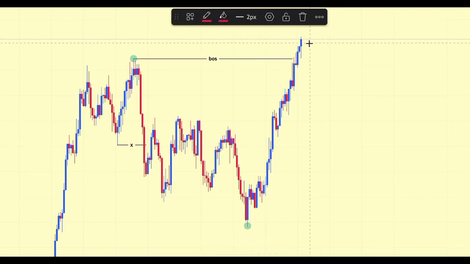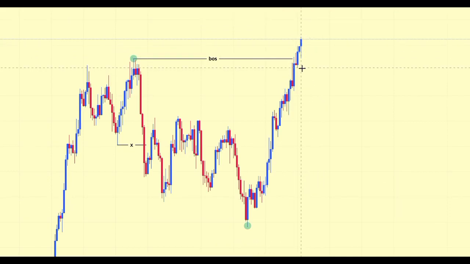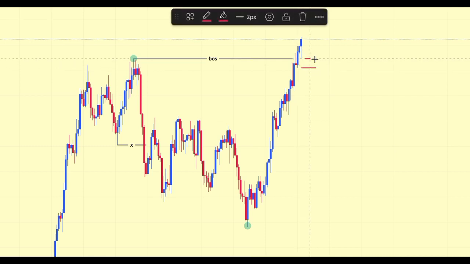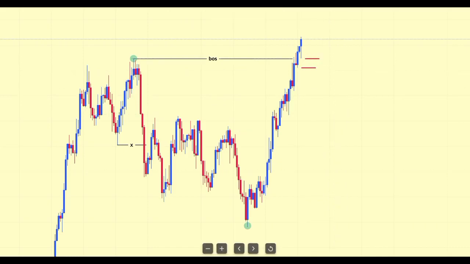And we can clearly see exactly right here that this one here is not a valid pullback. And so this means that our recently formed valid pullback low will be this one here and not this one here. Okay, now I'll continue running price so that we get to see what price unfolds.